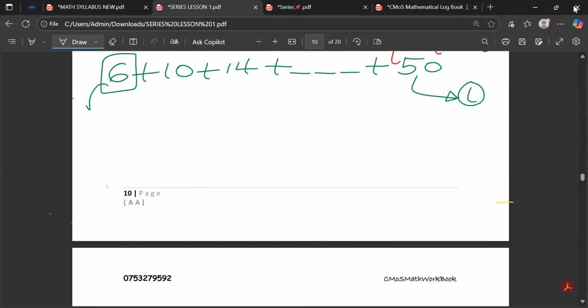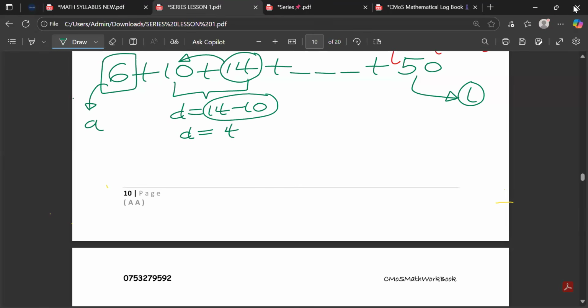This 6 is the first term A. When you try to get the difference here, if you choose 14, the preceding term is 10. So you say my D is 14 minus 10. You show that step. Then you say this one is 4. So don't forget to show that step, yeah? You choose any term. We said any random term.